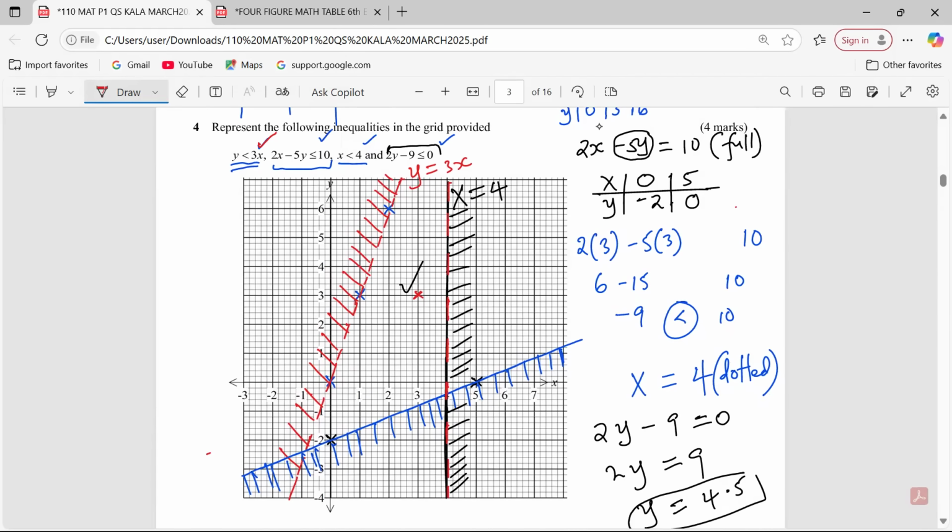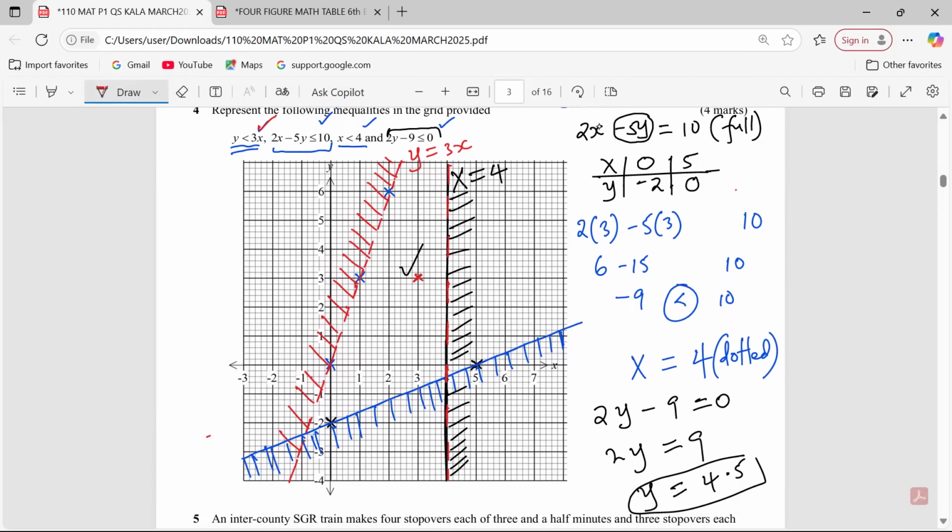But now, the one that we are having this time around is going to be a full line. So on the y-axis, at 4.5, we draw a line through there. We draw a line through that point, a full line for this case. This is the line y equals 4.5.